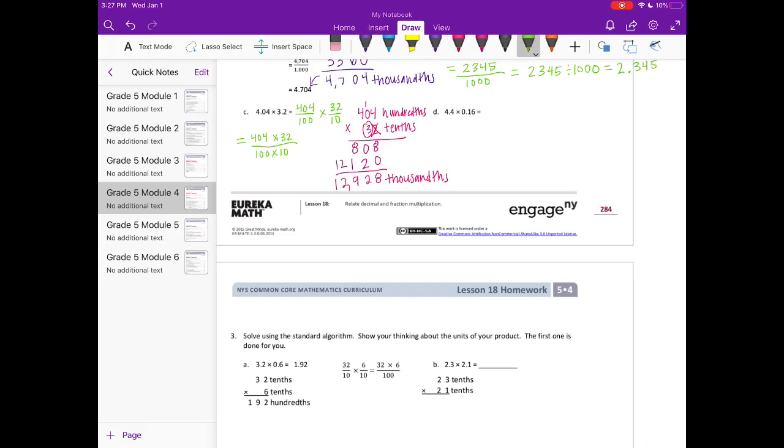So over here, when we've multiplied, we get 12,928 thousandths. And if we divide that by 1,000, we shift the decimal point 3 places to the left, and we would have 12 and 928 thousandths.